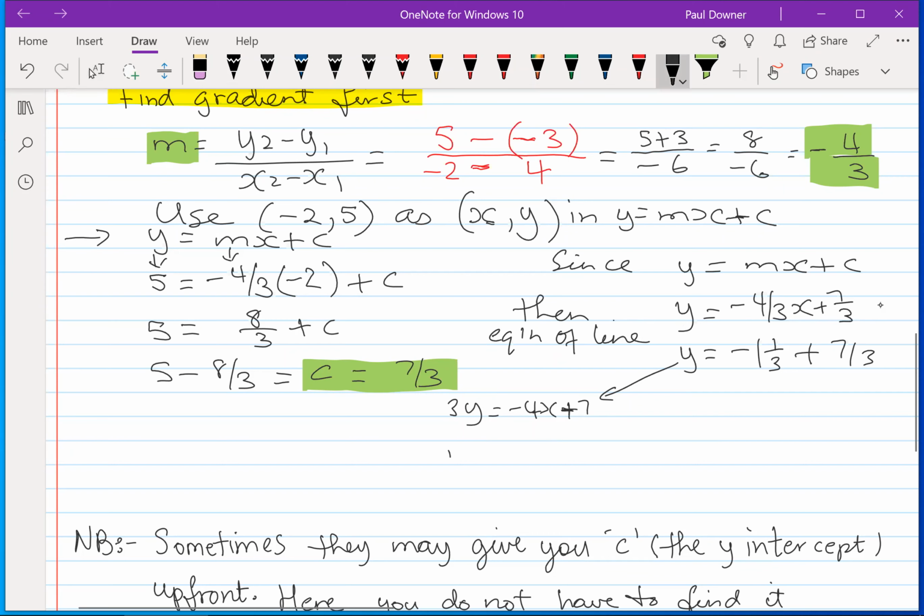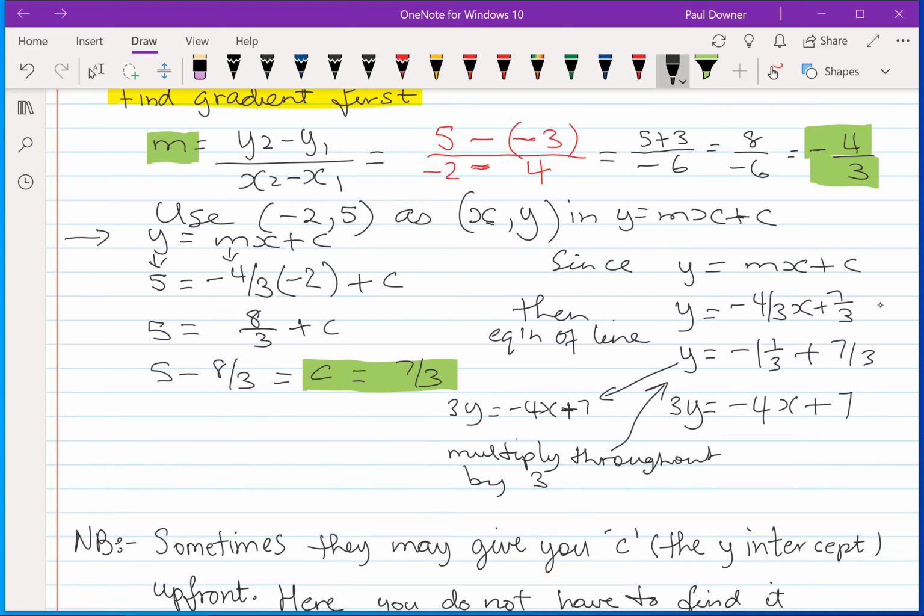So if we multiply throughout by 3, let's see what would happen. I'm going to multiply this throughout by 3. So I'm multiplying the left-hand side by 3. 3 times y is 3y. I'm multiplying -4/3 by 3. I'm going to get -4. The 3's will cancel, x. And then I'm going to multiply the 7/3 by 3. That means the 3 at the bottom will cancel out, and I'll just get 7.